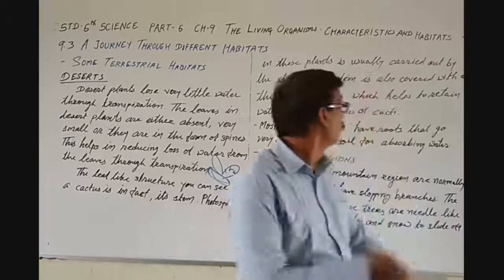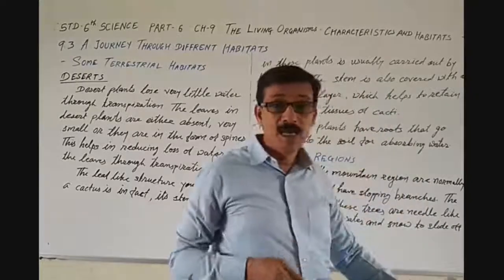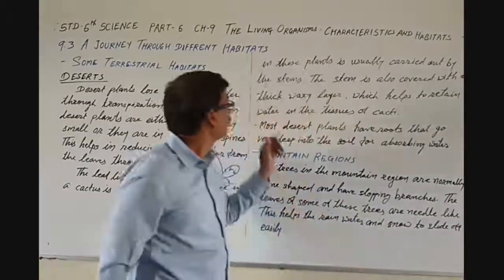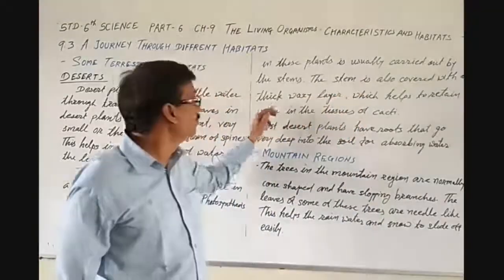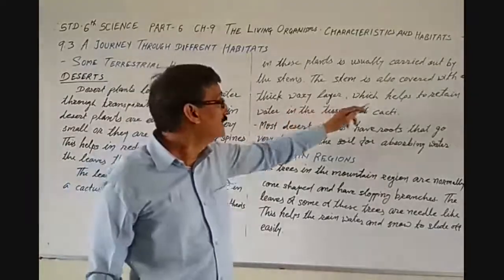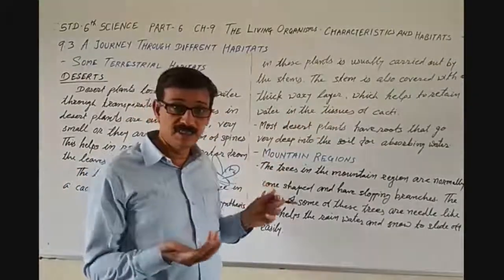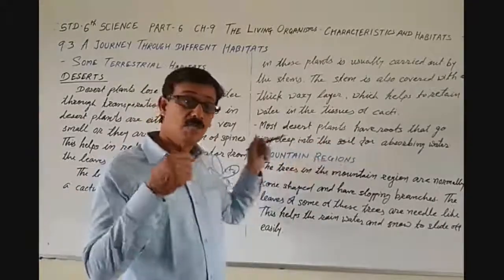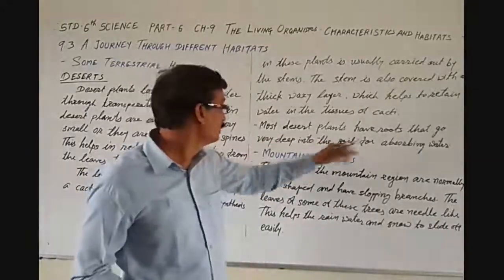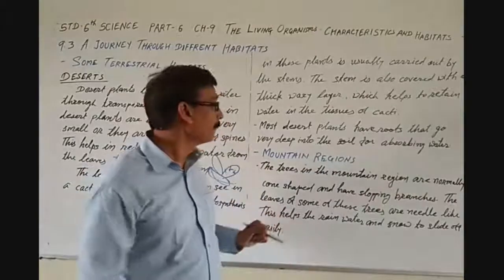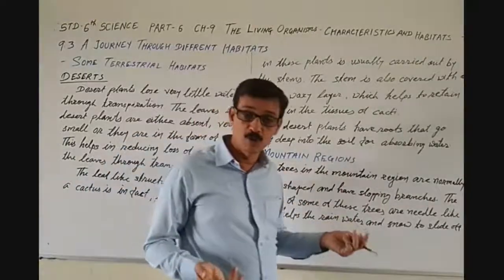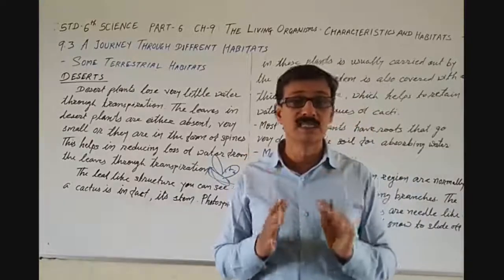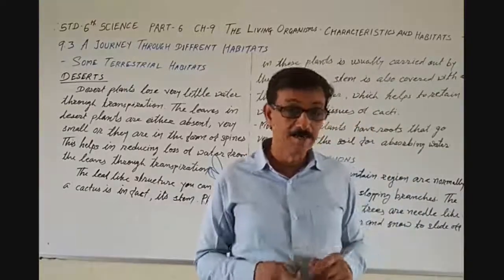Then you have to say that the stem is also covered with a waxy layer, which helps to retain water in the tissues of the cacti, as well as it has roots that go very deep into the soil for absorbing water. So these are the things you will have to discuss if the question is there.